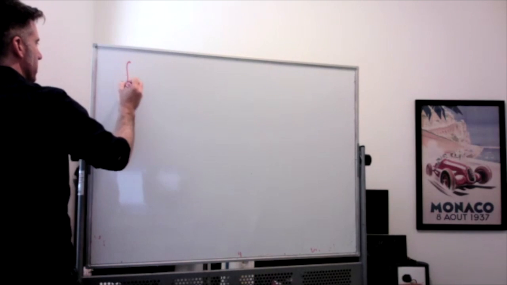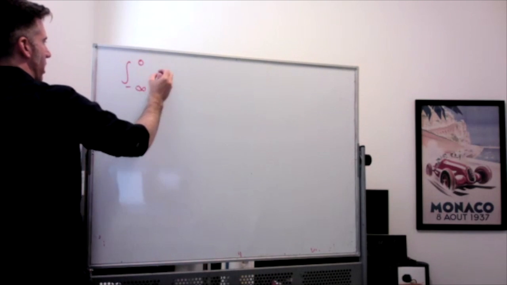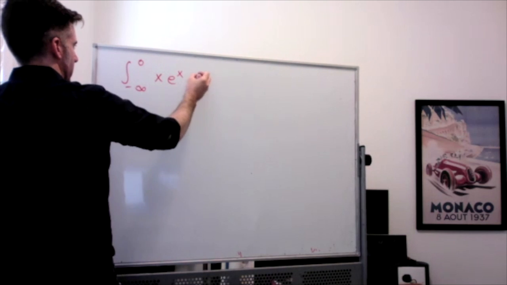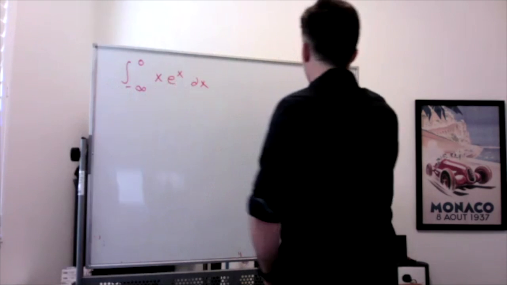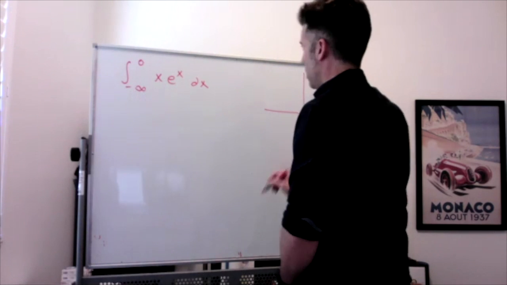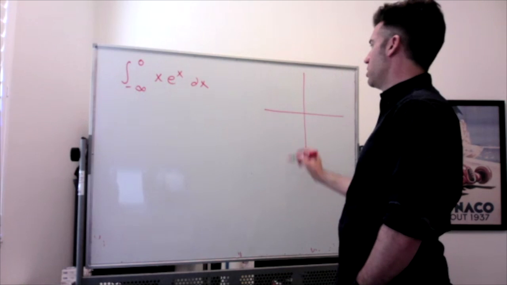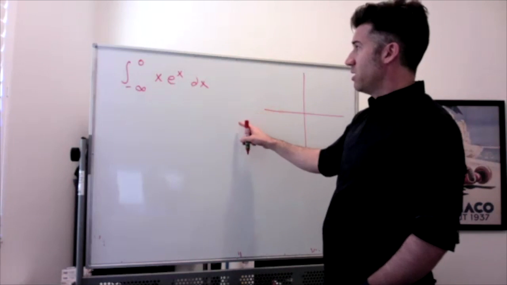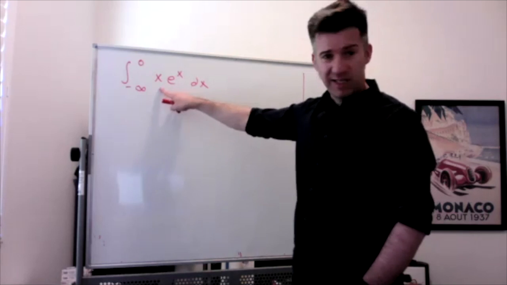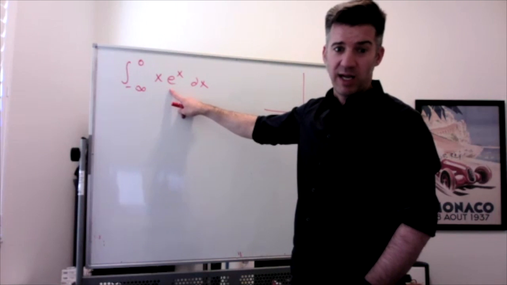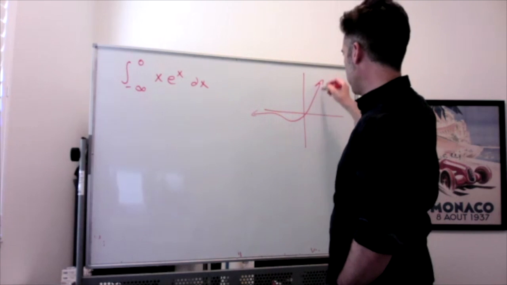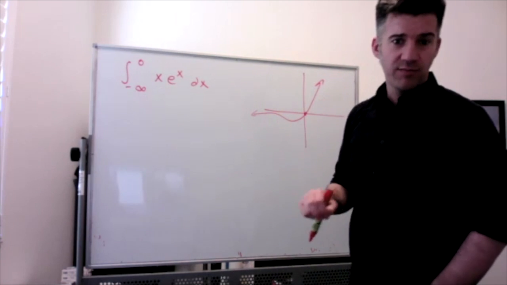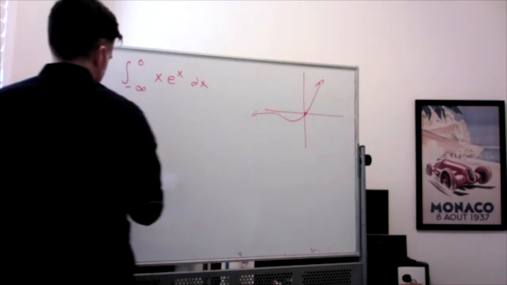Let's do the integral from negative infinity to 0 of x e to the x dx. So now we're looking at something that looks probably like this. Let's see. If x is negative, then x is negative, and e to the x, e to a negative, is still positive. So it's going to be some negative thing. Probably looks vaguely like this, I think. I don't exactly know. Doesn't really matter, but kind of matters.